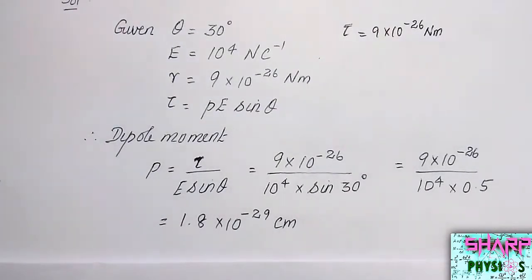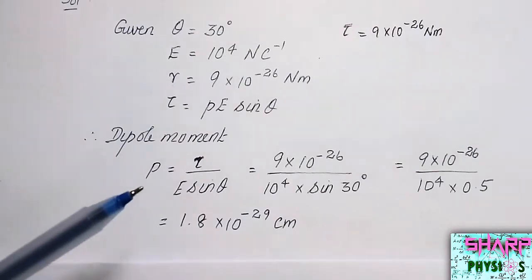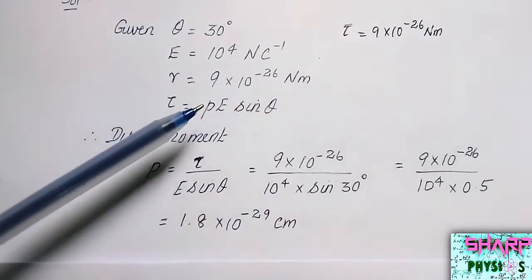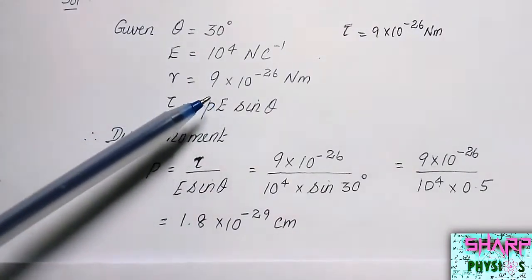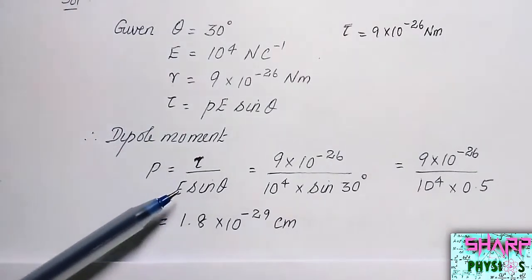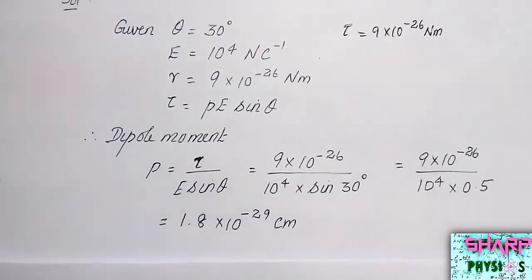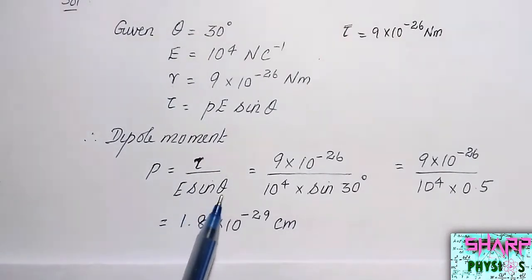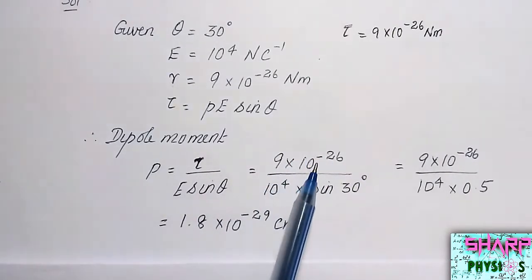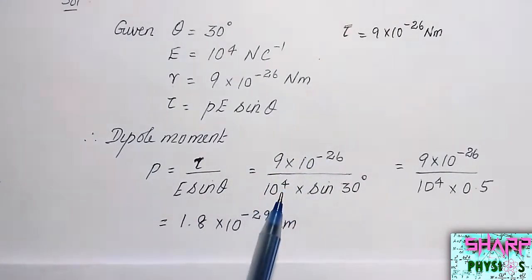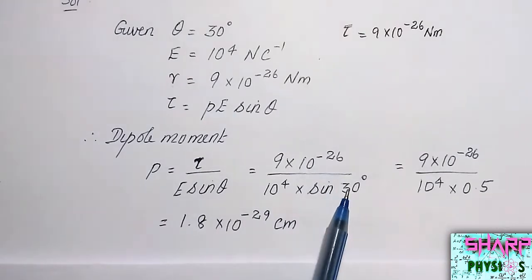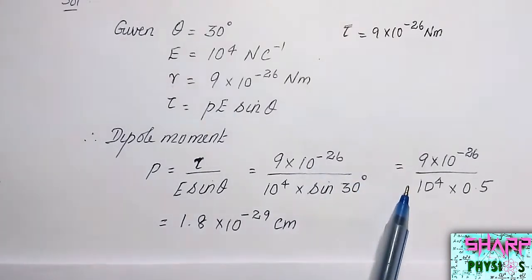So you need to calculate only the dipole. Keep P on the left hand side and take the tau on the right hand side. You get the formula P is equal to tau divided by E sin theta. Substitute the values for tau, E and sin theta: 9 into 10 to the power minus 26 divided by 10 to the power 4 into sin 30 degree. Sin 30 degree is 1 by 2, it's 0.5.